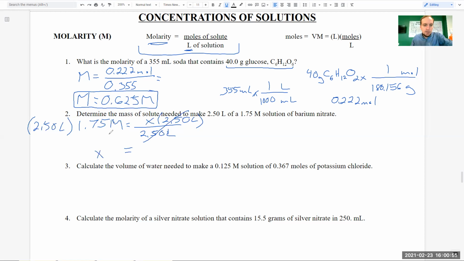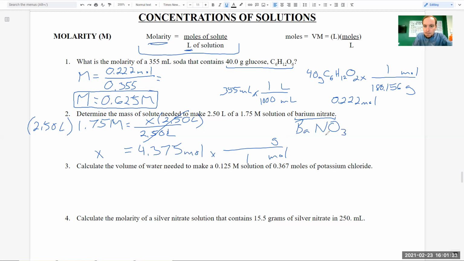Therefore, x is going to equal the left side multiplied together. So 2.5 times 1.75 equals 4.375 moles. Now that I know my moles from my molarity in that particular volume, the question is not asking for moles, the question is asking for grams. So I need to convert into grams. I'm going to put moles down here and grams up above it. For every 1 mole, it would equal the mass of this barium nitrate.